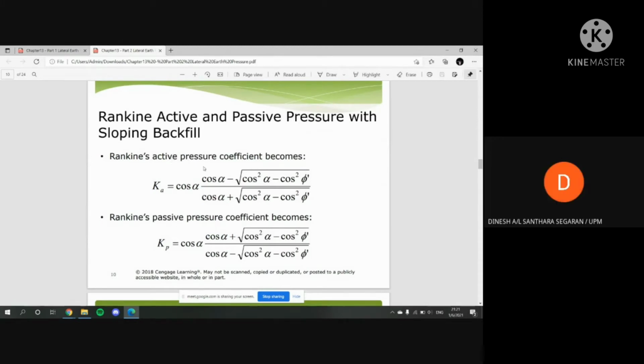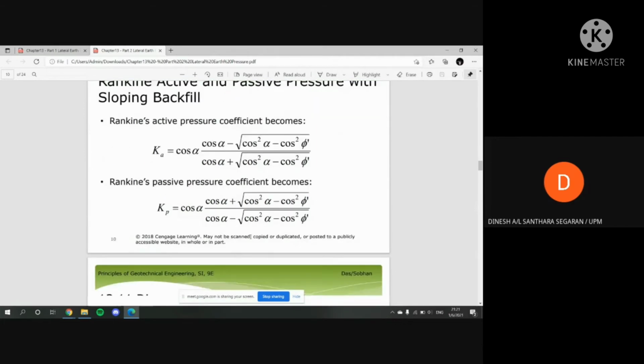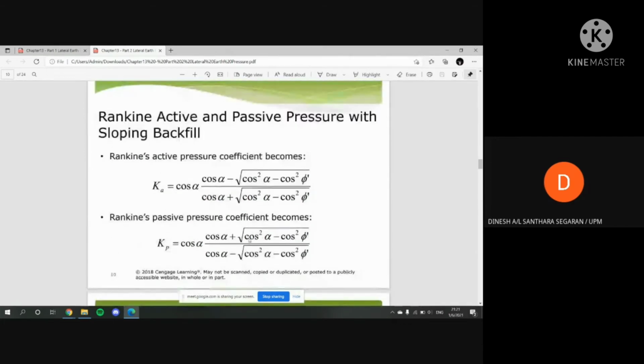There are two different formulas. For active pressure, the formula given above is used. For the passive, the one below we have to use. So first we have to identify whether it is active or passive, then we input the formula. It is just a different sign, the plus and the minus.